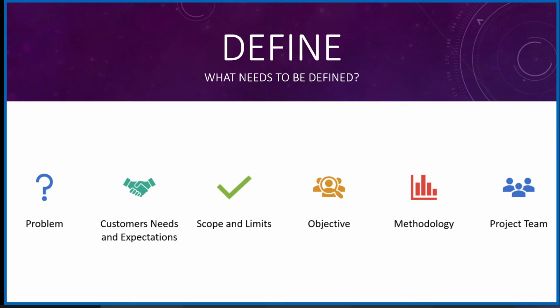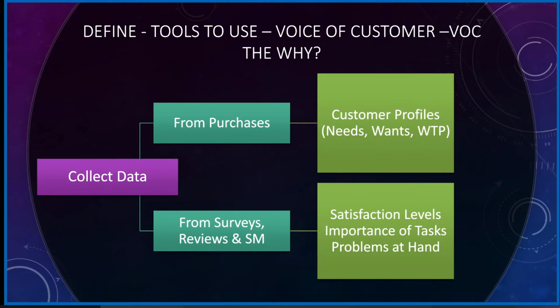Now, to define stuff, we can use multiple tools. One of them is the voice of customer, the VOC. Now, this will explain to us basically why there is a problem. It will show us our customer profiles, their needs, their wants, and their willingness to pay through the purchases they made. So this is data that we already possess, we just need to use it.